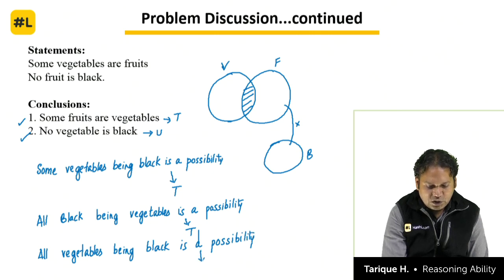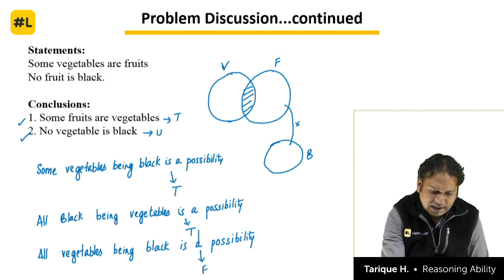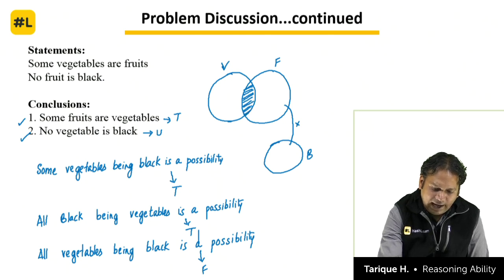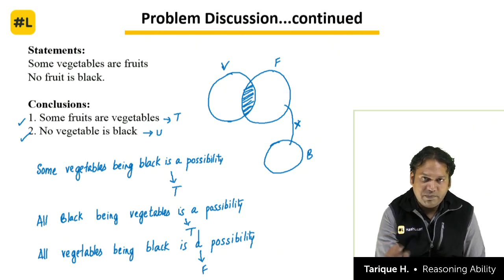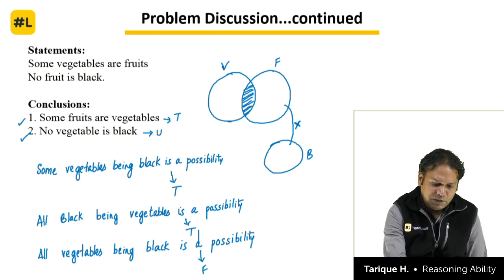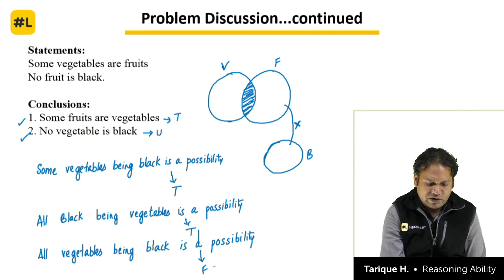This is not possible. This would be false. Why is it not possible? Because we know that some part of vegetable overlaps with fruits, and we know fruit will never overlap with any part of black. That means this part of vegetable that overlaps with fruit can never be a part of the circle black. That is why all vegetables being black is a possibility is not right. It is not possible. That is why the answer is false.